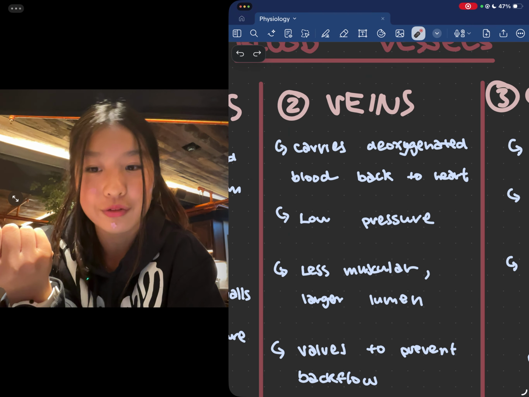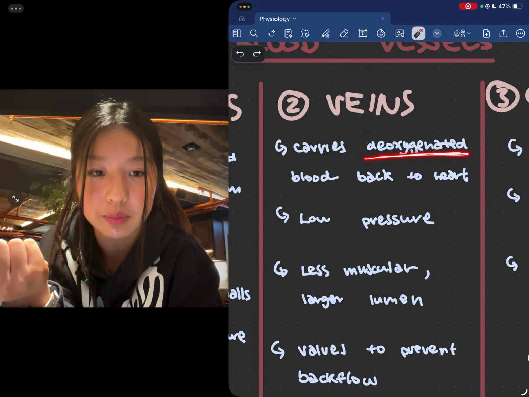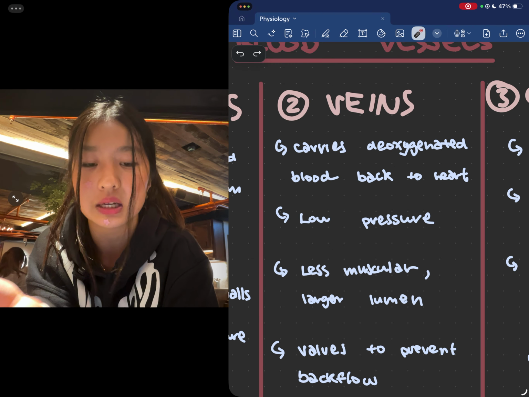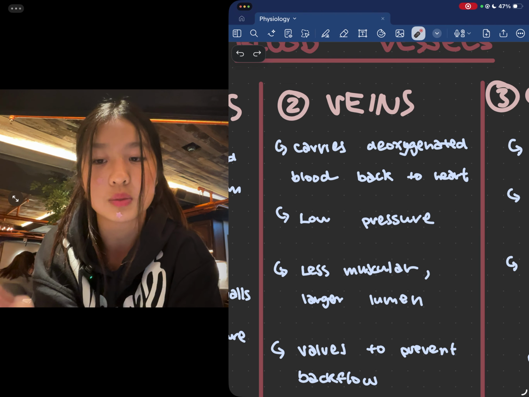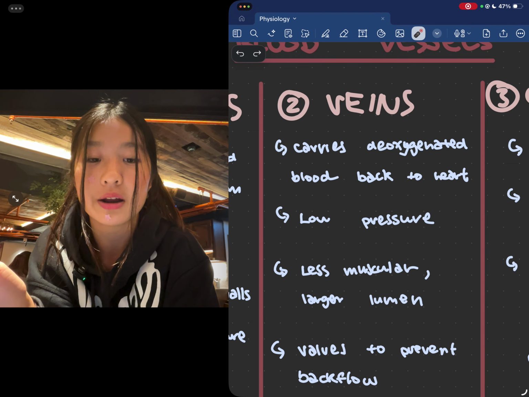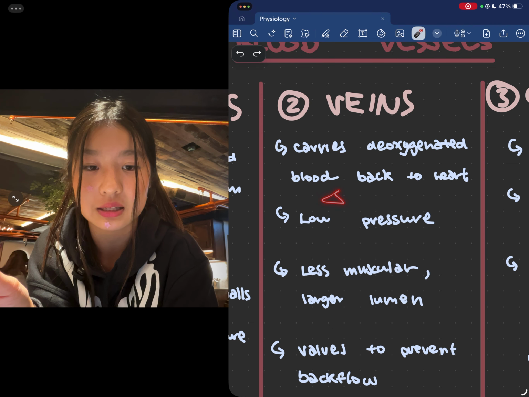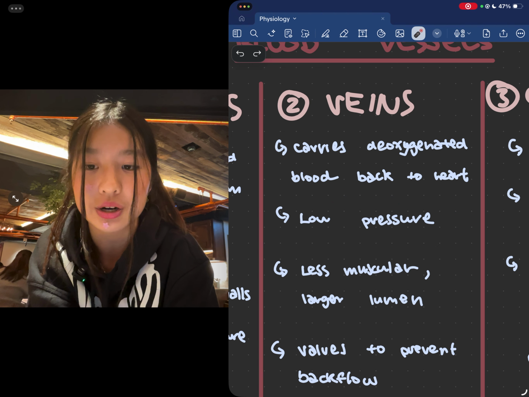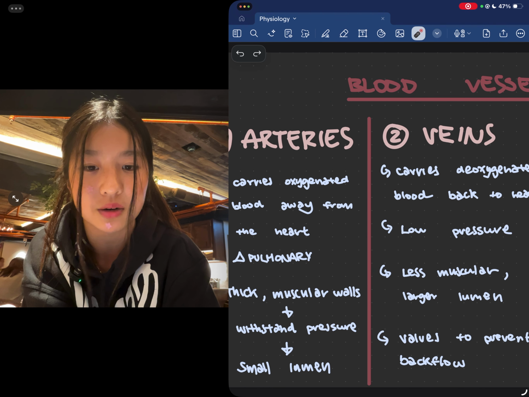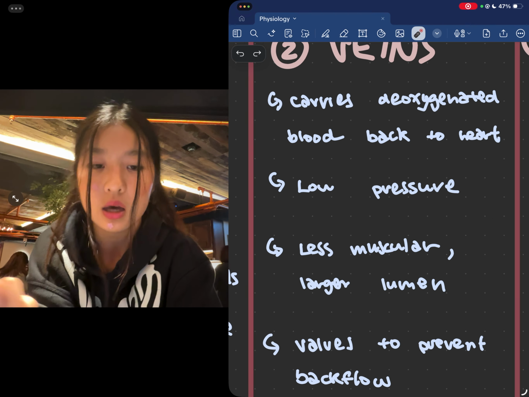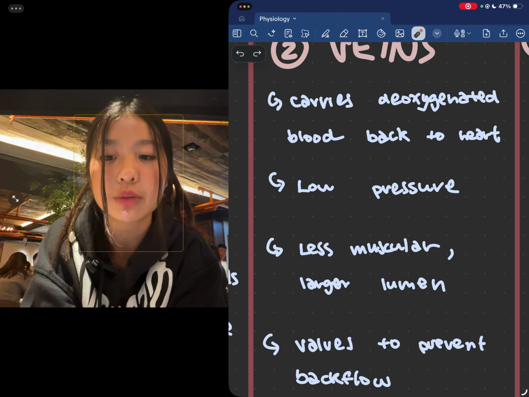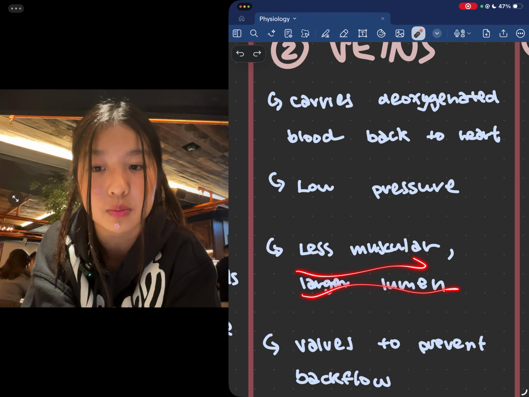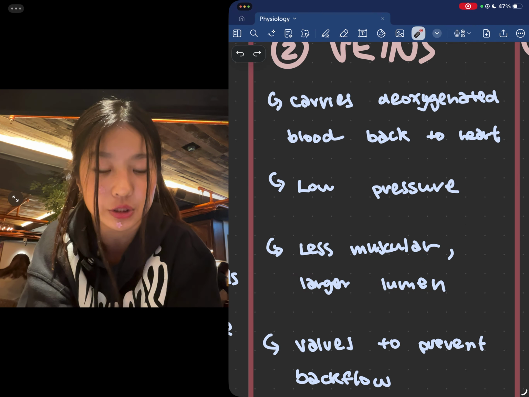The second one are veins. Veins carry deoxygenated blood back to the heart. So after the oxygen has been deposited at the muscle and it's been used, that blood then goes back to the heart for more oxygenation. And then also with the exception of this is the pulmonary vein, because the pulmonary vein carries oxygenated blood back to the heart, same as the opposite of the artery. Veins work under low pressure because the blood has already been delivered, which means they can be less muscular and have a larger lumen because they don't need to exert as much pressure.